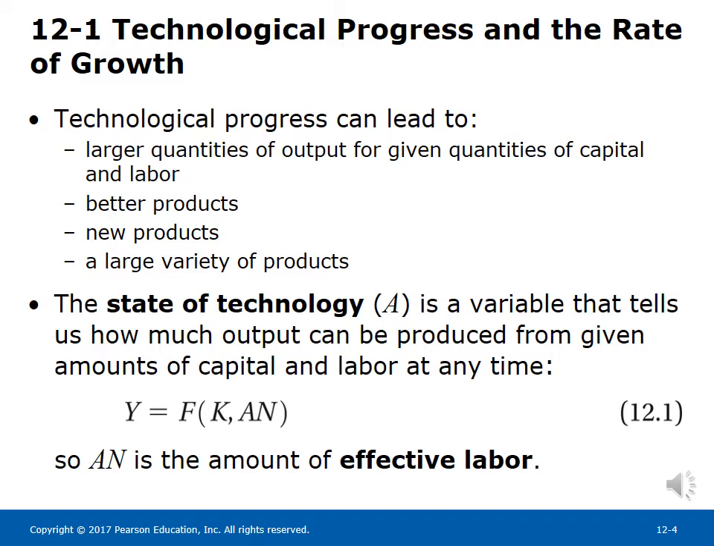Equation 12.1 states that production depends on capital and on labor multiplied by the state of technology. So AN is the amount of effective labor. If the state of technology A doubles, it is as if the economy had twice as many workers.